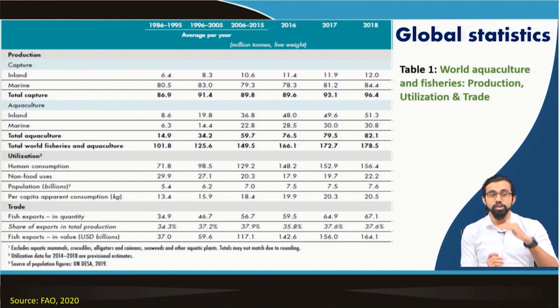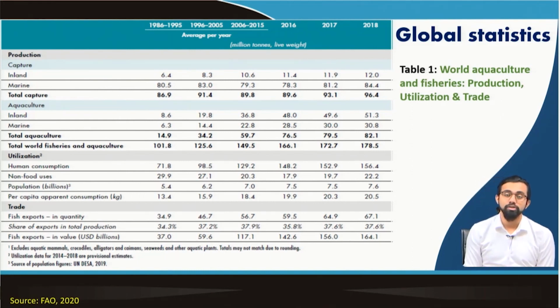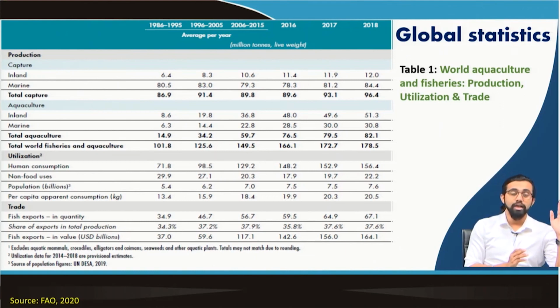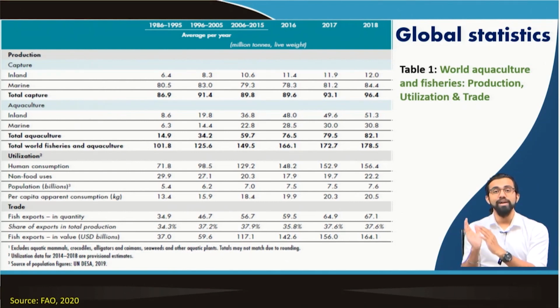If you divide it with the population in billions, say 7.6 billion, as it was in 2018, it will be if the per capita apparent consumption comes down to 20.5 kg per capita. This is per year capacity I'm talking about. In 1986 it was 13.4 kg per capita per year. Now it is 20.5 kg per capita per year. These human consumptions are increasing. This apparent consumption per capita is increasing.